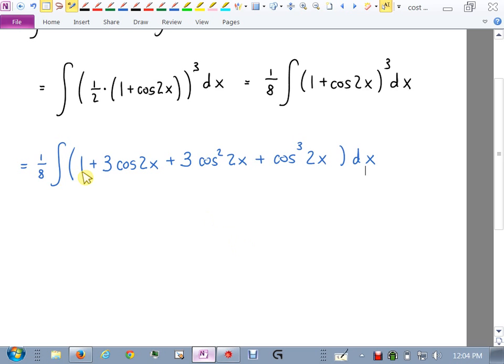Do you see what sucks about this? What's the antiderivative of 1? X. That won't be a problem. Antiderivative of 3 cosine 2x would be 1/2 sine 2x, but then you have a 3 in front. So you got to do that. Those two look okay, right? How about this one?